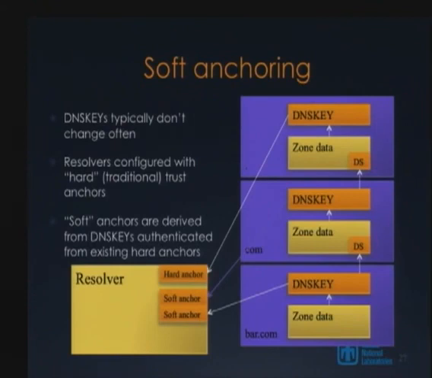In our example here on the slide, bar.com is the zone that we're looking at. When we have resolved a name in bar.com, we need to authenticate down the chain of trust, the DNS key for bar.com, and once we get that the key is authentic, what we're going to do is store that aside in the resolver as what we call a soft anchor.